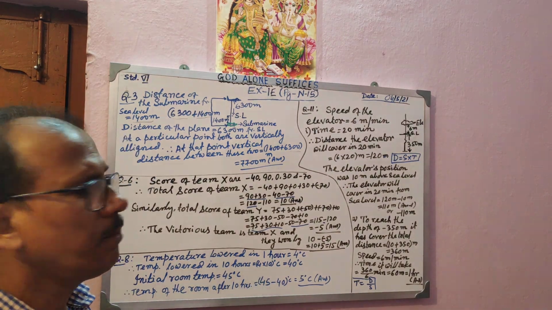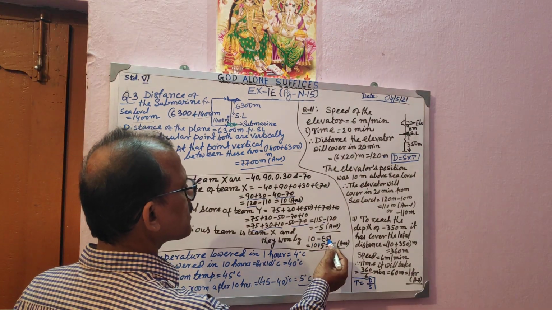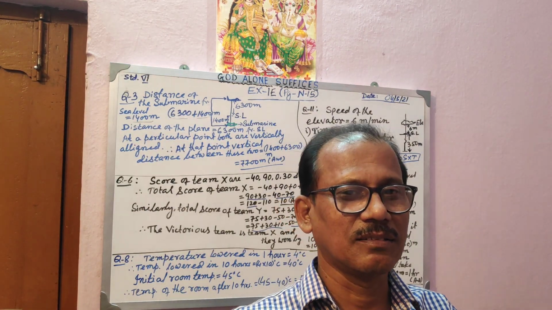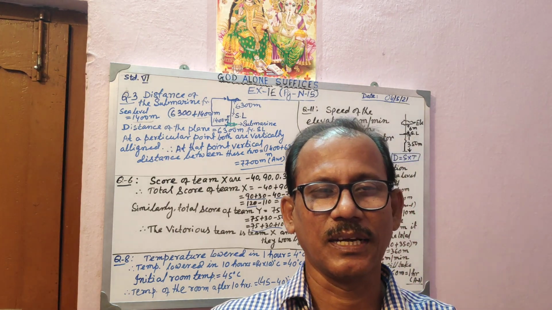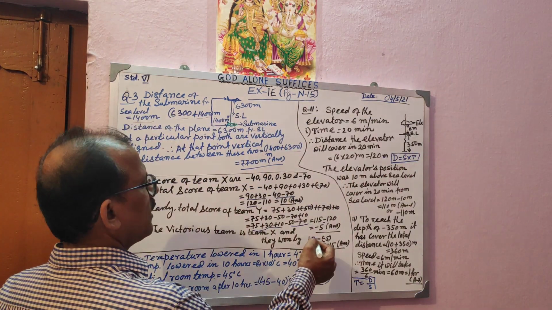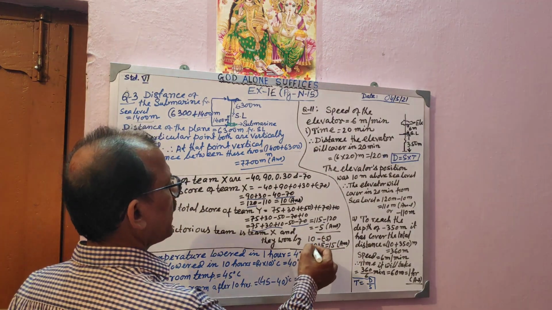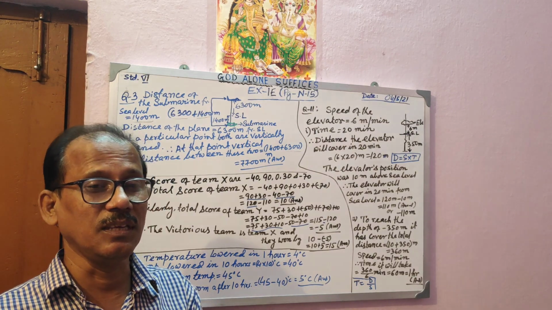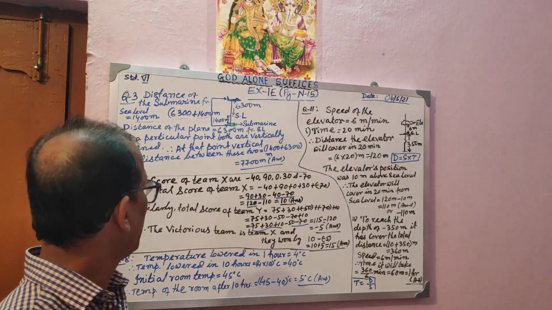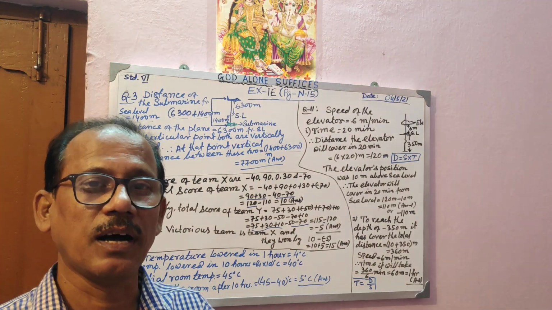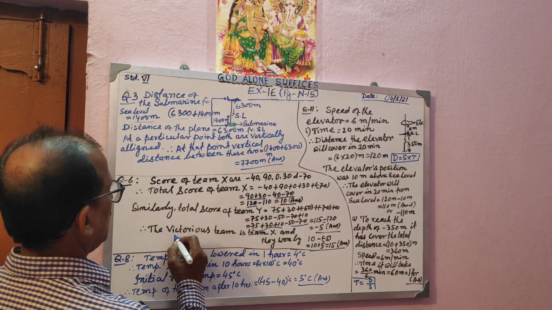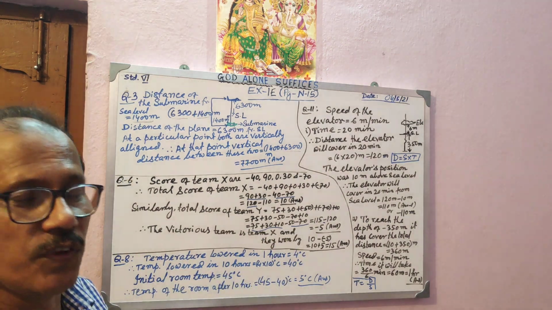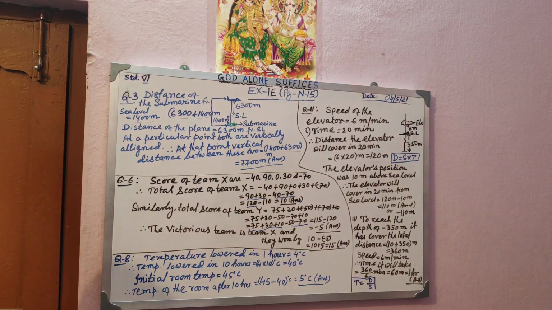The points will be 10 minus minus 5. How will you find out how much more than the other one? You have to subtract the smaller from the greater. So greater is 10, smaller is minus 5. So 10 minus minus 5 will become 10 plus 5, which is 15. So the victorious team is team X, and they won by 15 points. Could you understand? Moving on to question number 8.